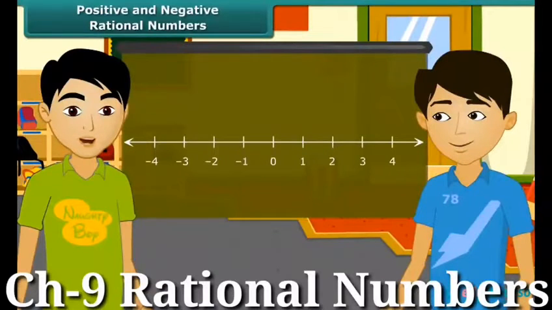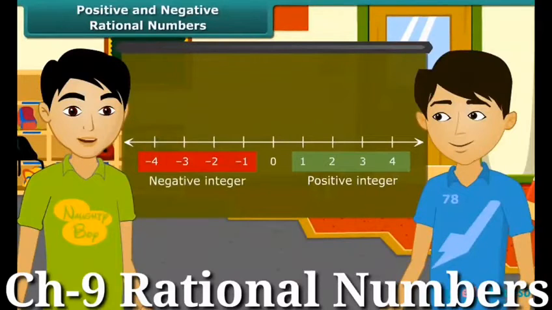Look at this number line. Points on the right side of 0 are called positive integers, and points on the left side of 0 are called negative integers. Let's mark 1/2 on this line. 1/2 will lie in between 0 and 1. And -1/2 will lie in between 0 and -1.